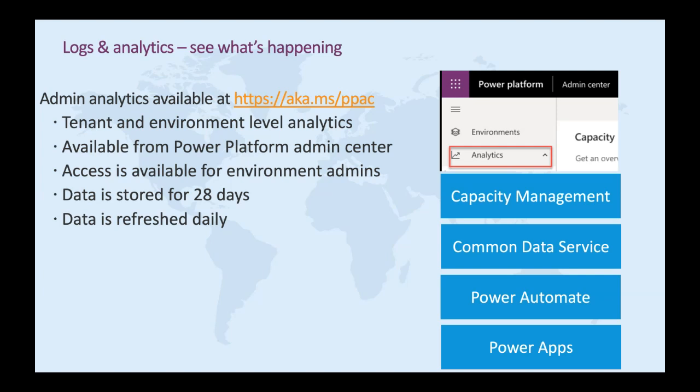Some of the things that you can see in the Power Platform Admin Center analytics is capacity management. So how much data do you have in your tenant for things like CDS and other apps and flows? You can look at the Common Data Service capacity, and also at the Power Apps and Power Automate analytics. I can look at specific analytics around users opening, how many times this app's been opened, those different types of things. That data is stored in the Power Platform Admin Center.